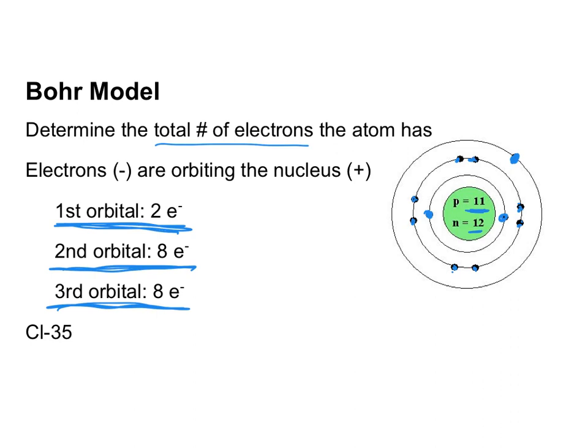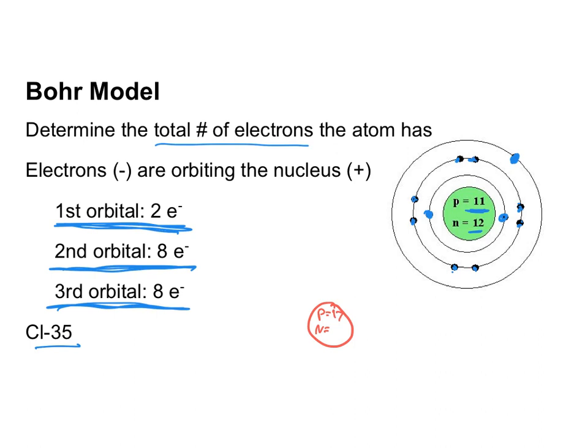So let's go ahead and do an example here with chlorine 35. So chlorine with a mass number of 35. So I'm going to start by going ahead, I'm going to draw in my nucleus here. So here's my nucleus, and I need to determine the number of protons and the number of neutrons that should be in that nucleus. So for chlorine, if I look at the periodic table, it's atomic number 17. So my number of protons is going to be 17.